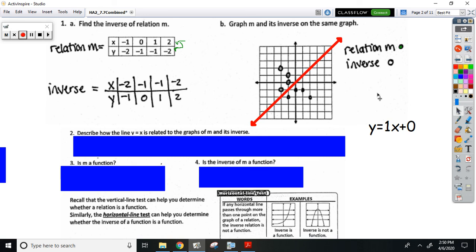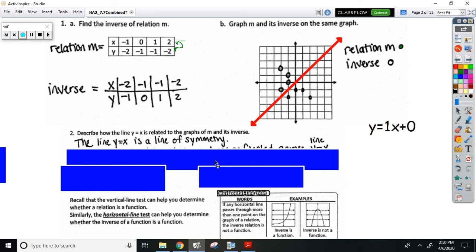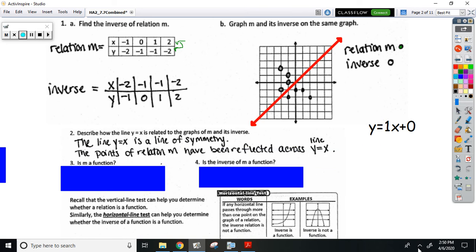So what do we notice is the relationship between m and the inverse in regards to this line? Well, it kind of looks like it's been folded almost like a line of symmetry. So the line y equals x is a line of symmetry between the regular relation and its inverse. You can also say that the points of relation m have been reflected across the line y equals x. So again, you can see these are the same units away on either side, and they've been reflected across that line.